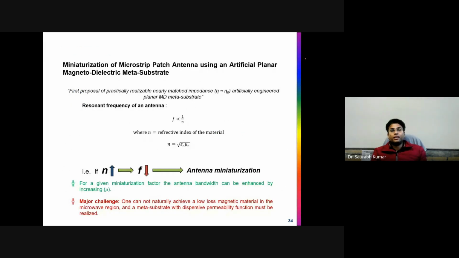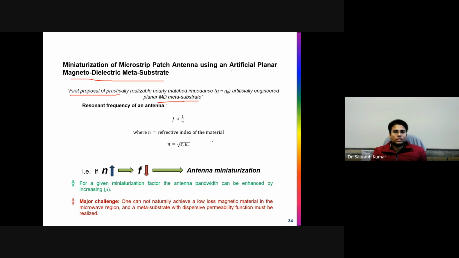Another very interesting metamaterial structure is the artificial planar magnetodielectric metasubstrate. This is the first proposal, work done in our laboratory. All this work is done with our group. This is the first proposal that practically realized the nearly matched impedance magnetodielectric metasubstrate. It was practically realized.